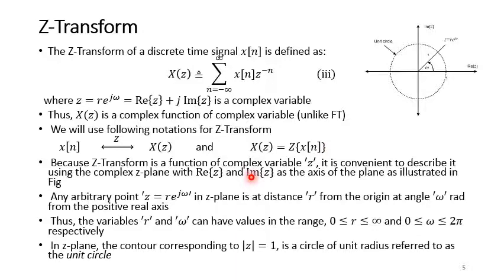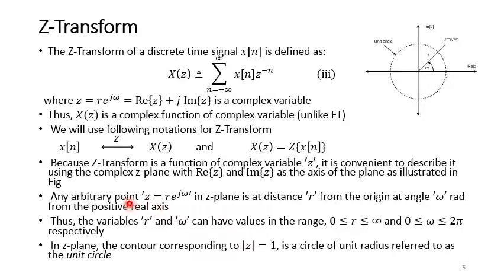Because z is a complex variable, it is convenient to describe it using a complex z-plane. If you can recall the Laplace transform, I think it will be easy for you to understand. In the case of the Laplace transform, we used a complex s-plane. As shown in the figure, the axes of the plane are illustrated. That's the real of z, and this is the imaginary of z.